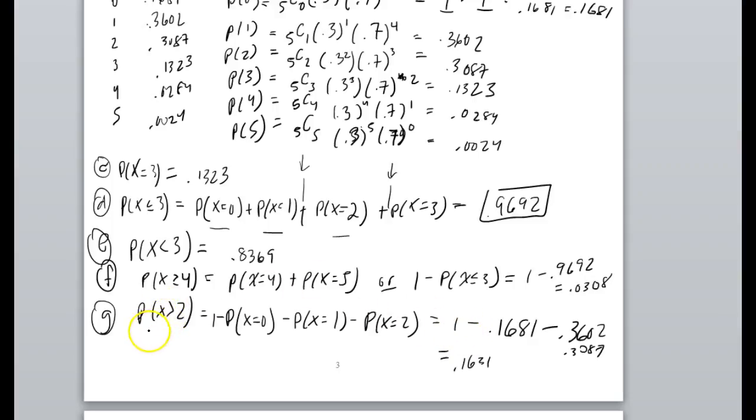Okay, and then now it looks like H is just going to ask us to calculate the mean, median, and mode. And for the mean, we have a nice simple formula, and that's just n times p, which is just going to be 5 times 0.3.